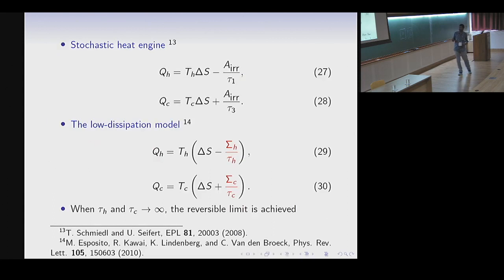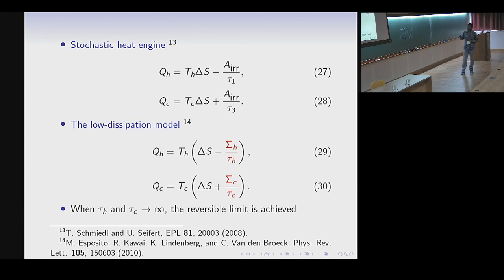Before proceeding with the further study, I would like to mention the two famous models where the irreversible entropy production is inversely proportional to time. This is a Brownian particle trapped in a harmonic potential, and this irreversible action is the same in both the cases, isothermal expansion and isothermal compression process.